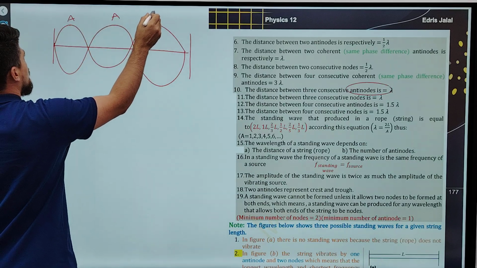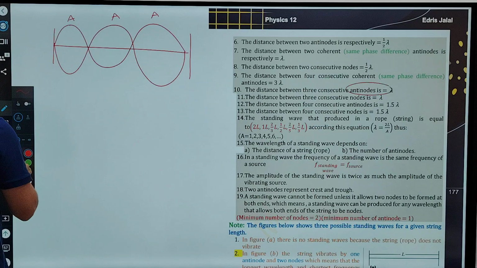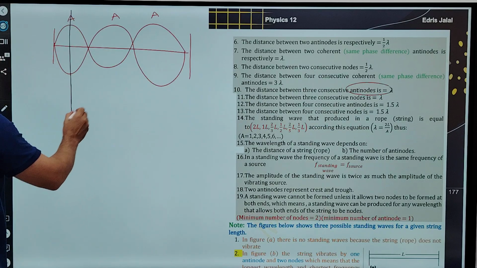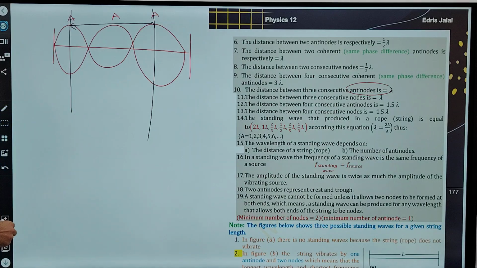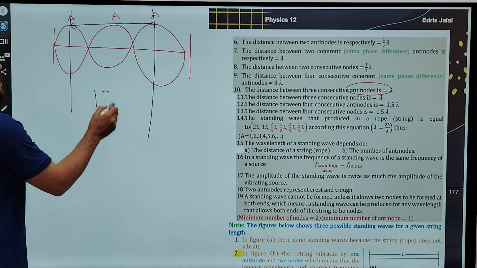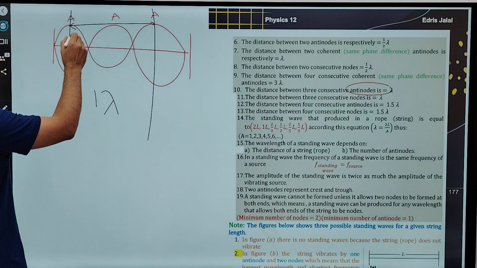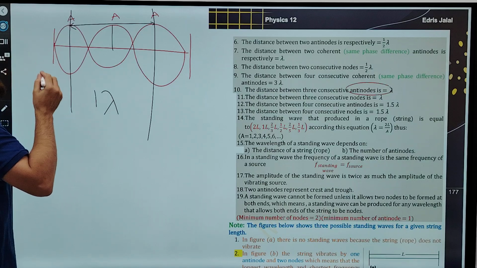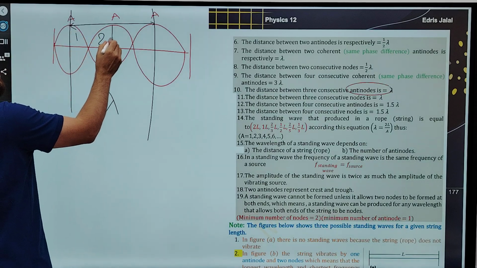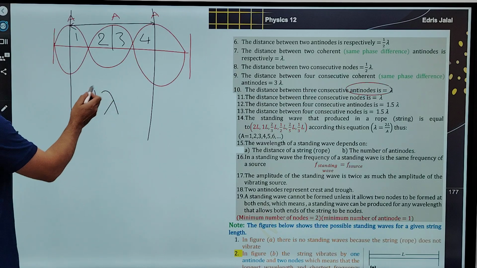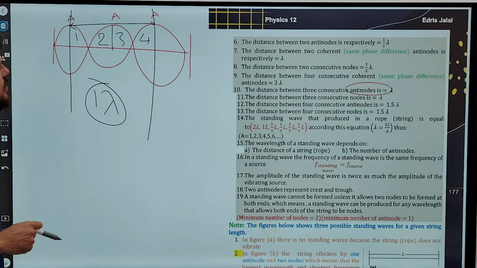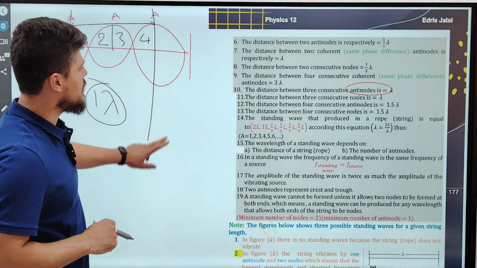This is 1 antinode, 2 antinode, and 3 antinode. The distance between 3 antinodes respectively, okay? This distance is equal to how many wavelengths? This distance is equal to 1 wavelength. Why? Because we have 4 quarters. One wavelength requires how many quarters? 4. 1, 2, 3, 4. Okay, so that is why the distance between 3 consecutive antinodes is equal to 1 wavelength.